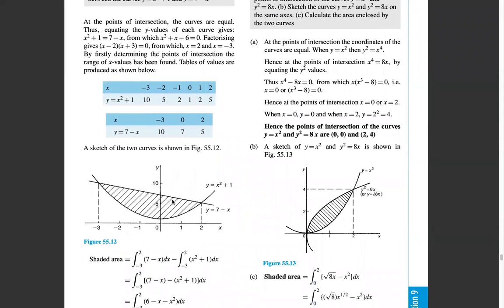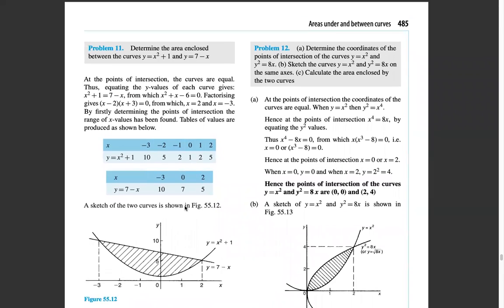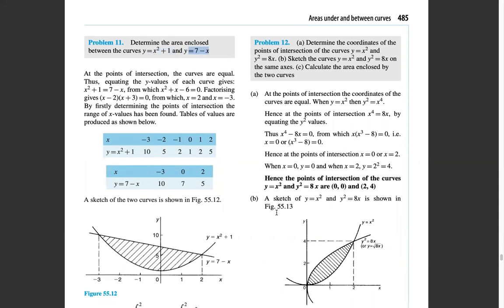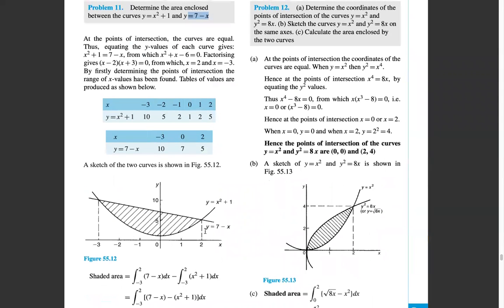If you have two quadratics here, and you have to find out where they intersect, right? So x squared plus 1, that's a U-shaped quadratic at the origin, symmetrical about the y-axis. And this is a straight line. Where do they intersect? How do you know where they intersect?